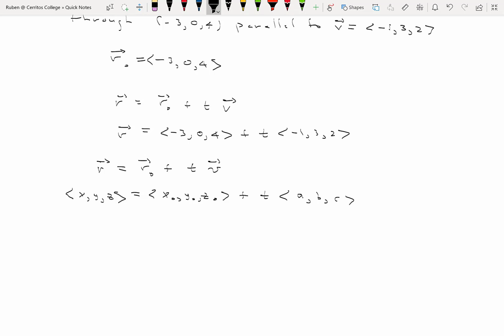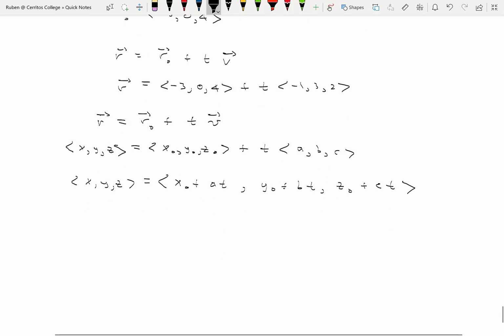Now let's simplify the right-hand side, or perform the actual addition on the right-hand side. So we get x, y, z equals x naught plus a times t, y naught plus b times t, and z naught plus c times t. Okay, so those are the individual components of the vector that gives the points on the line.